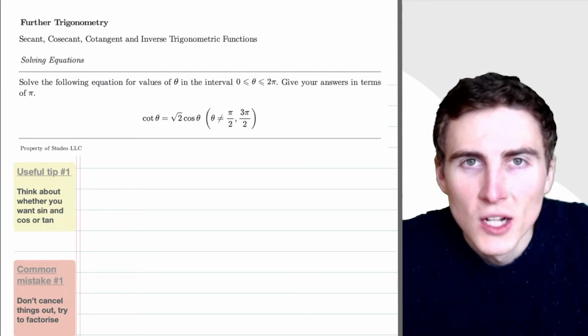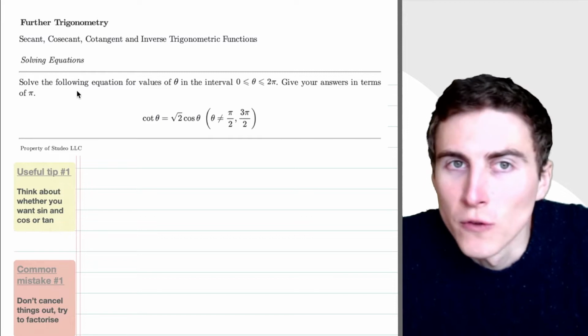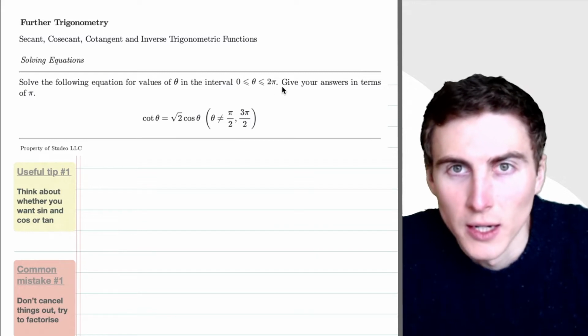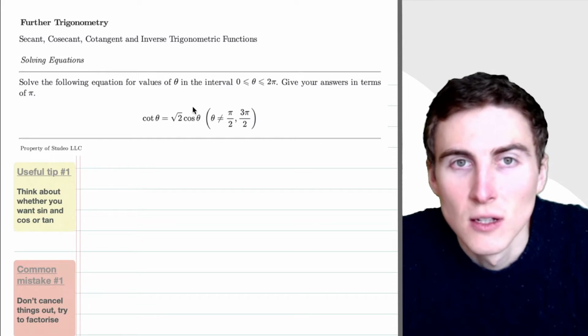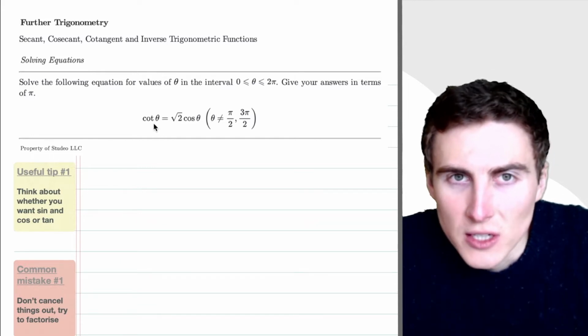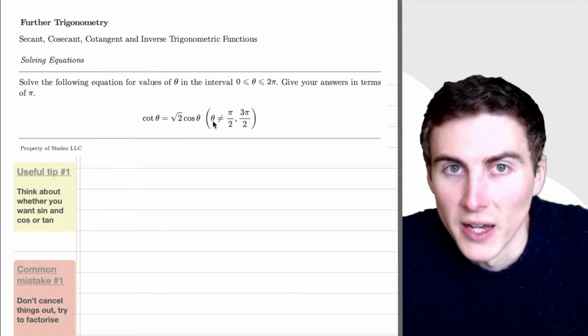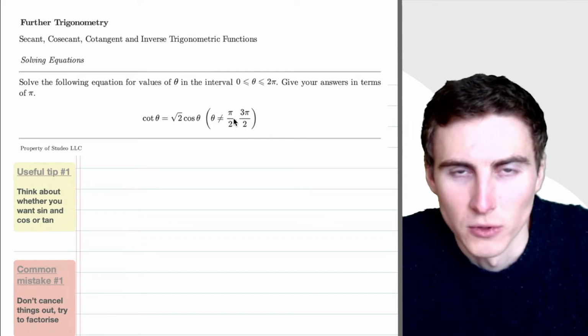Hello. In this video, we have been asked to solve the following equation for values of theta in the interval 0 to 2 pi, and we need to give our answers in terms of pi, which is pretty normal for radians. We're told that cot theta equals root 2 cos theta, and that theta isn't pi over 2 or 3 pi over 2.